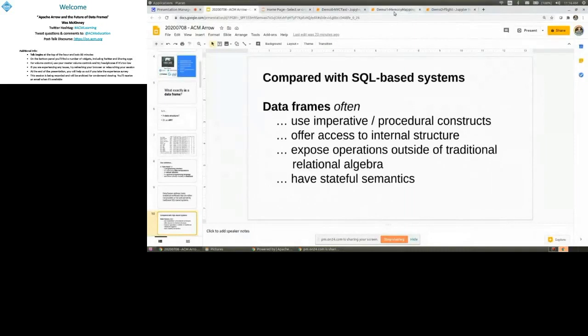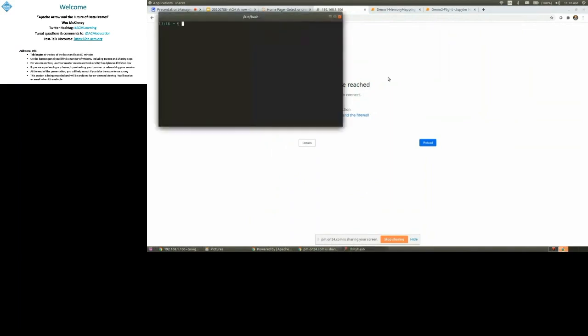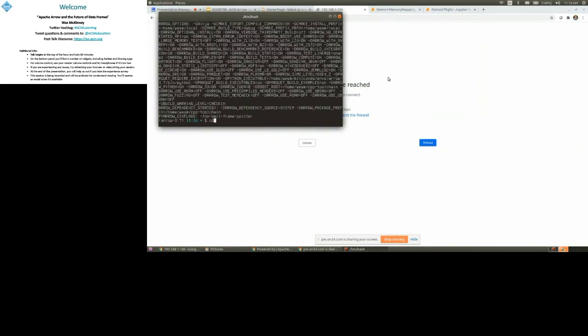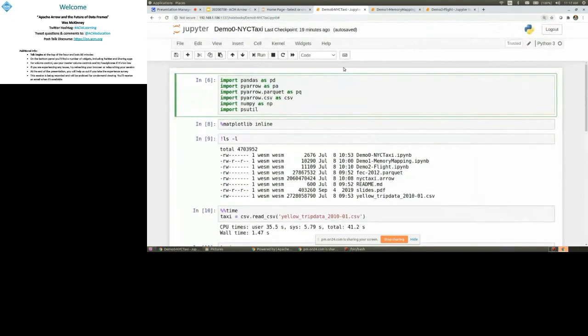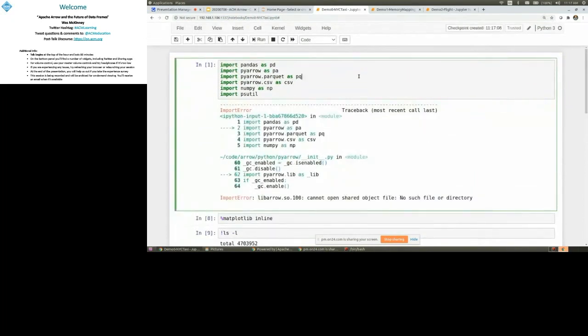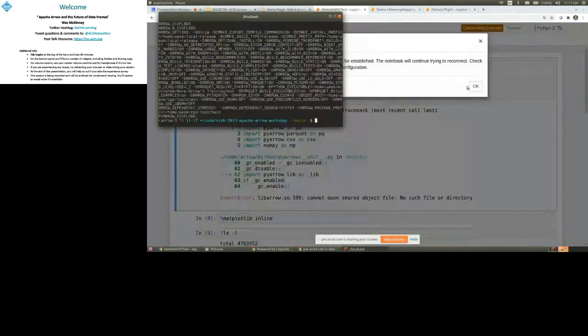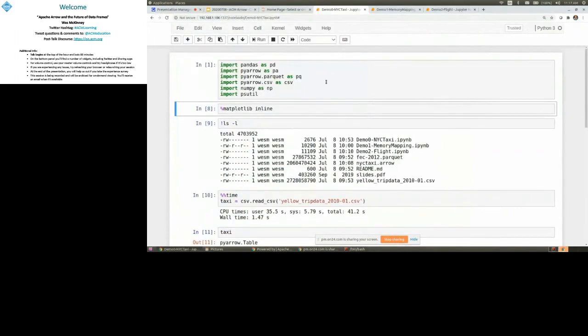So I'm going to jump into a Jupyter notebook here, and of course my server went down right as I'm doing my talk, so I will try to reload it. So in this notebook, I'm loading a bunch of Python libraries, and pardon me, nothing quite like a live demo.